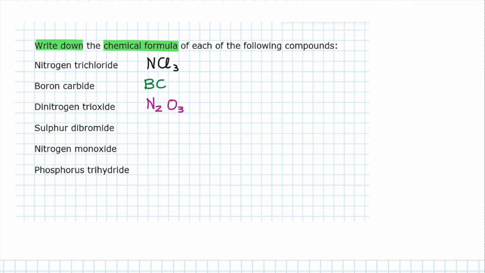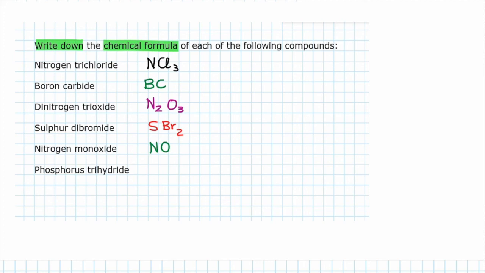Then we have sulfur dibromide. Since there is no prefix on the sulfur, it means that there is only one sulfur atom in this molecule, so we write down S. Dibromide refers to bromine atoms, and there are 2 of them. We then have nitrogen monoxide. Again, there is no prefix on the first element name, so this substance only contains 1 nitrogen atom. And mono on the oxide tells us that there is only 1 oxygen atom.